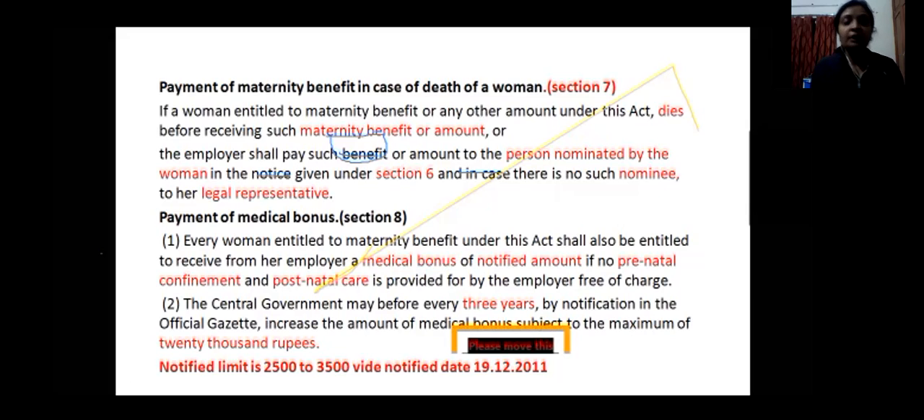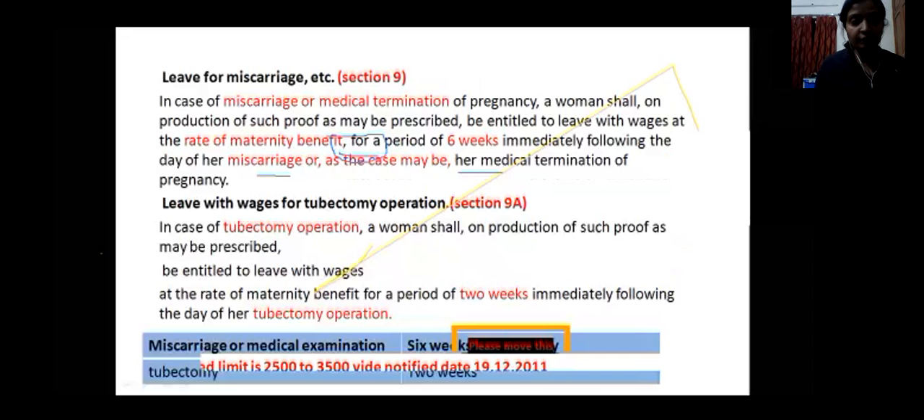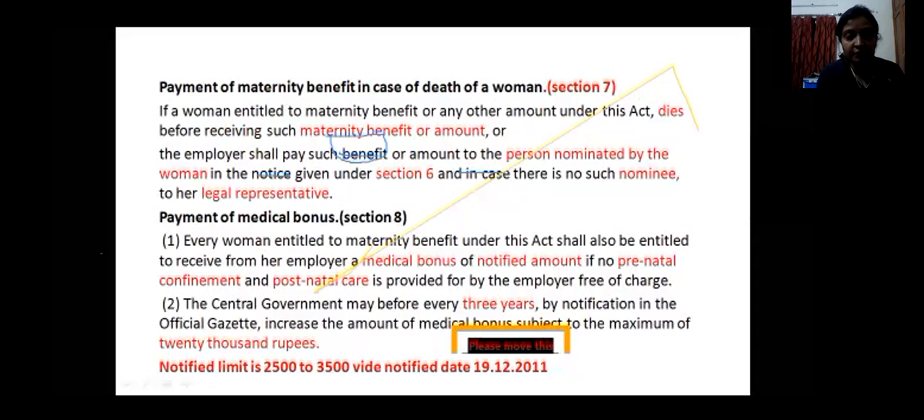यहाँ पे क्या होता है? If a woman entitled to maternity benefit or any other amount under this act dies before receiving such maternity benefit, अगर maternity benefit लेने से पहले वो woman मर जाती है, तो in that case I have already told you, woman ने पहले ही किसी को nominate किया होता है. In either case, if she is not able to receive the amount, her nominees can receive the amount. But in some cases, woman ने किसी को nominate नहीं किया है, in that case also you have to remember the answer. The answer will be the legal representative.